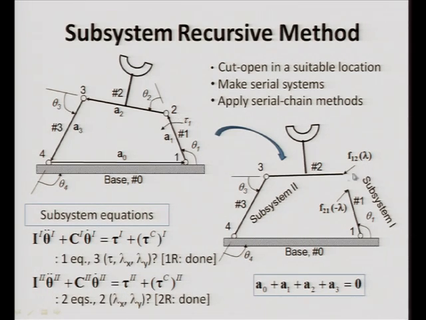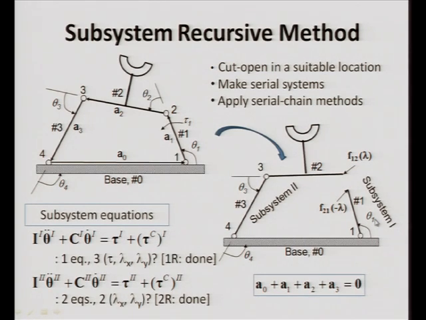So, I cut it at 2 here. So, now I get 2 subsystems. Okay. Instead of 1 three-link system I get 2 subsystems, and both are actually serial systems. Okay. If you consider both together, it is like a tree type system. So, this is like a stem, this is one branch and this is another branch, but for us it is a 2 serial chain system.